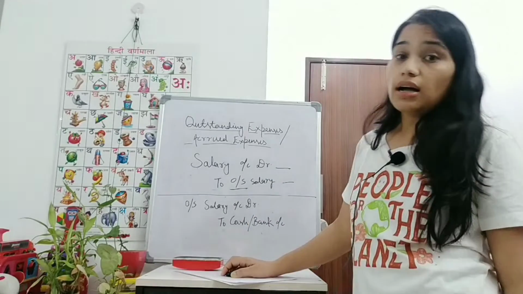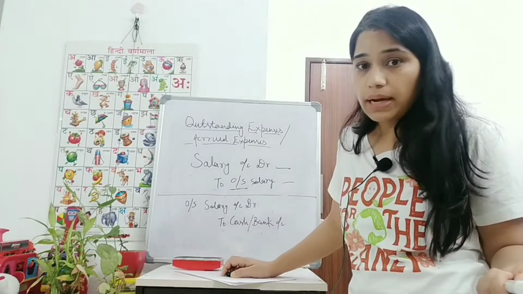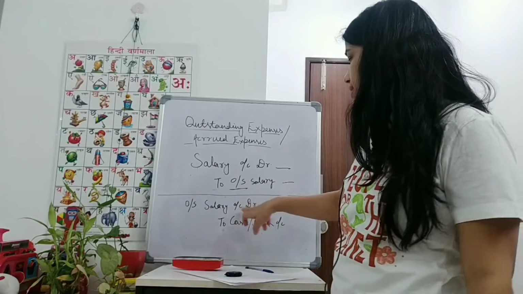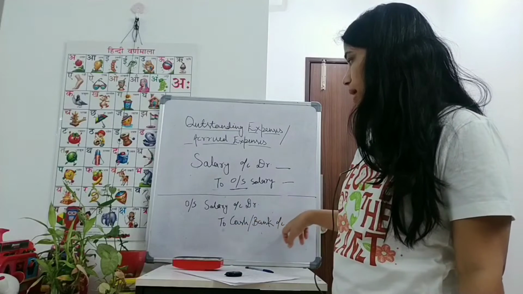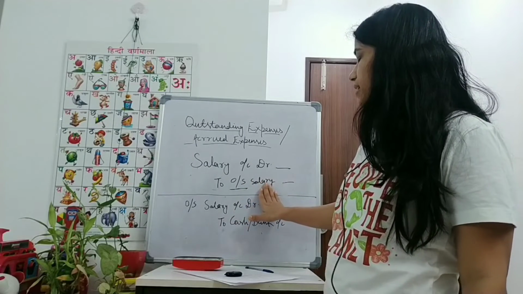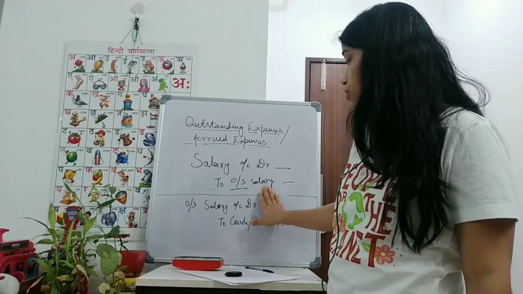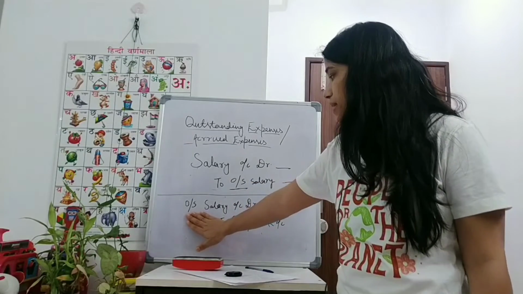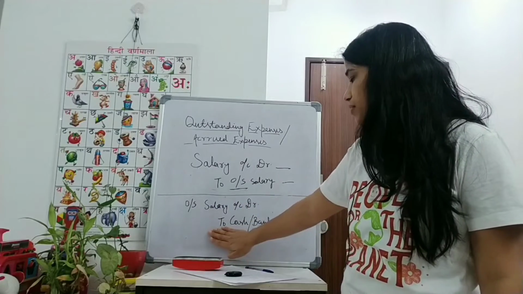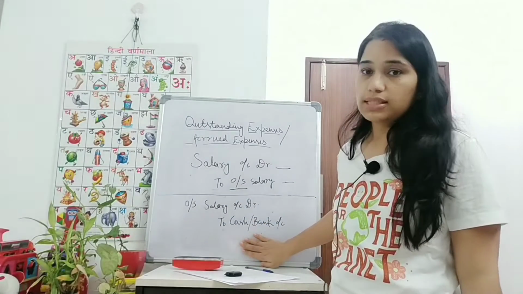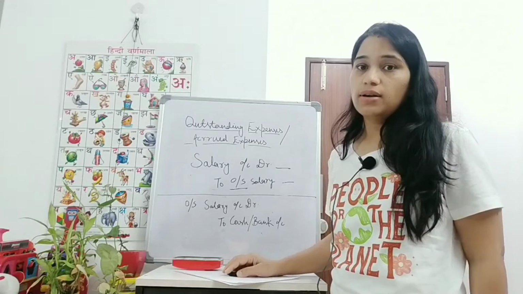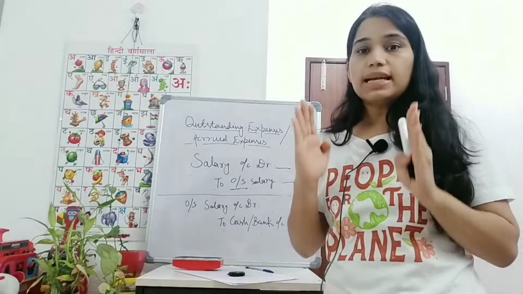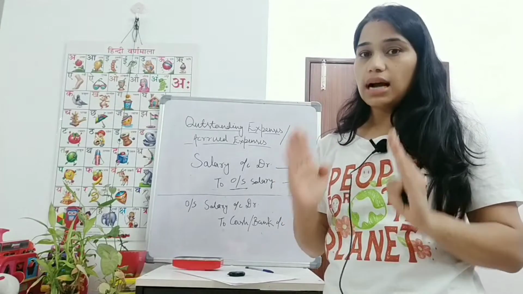Whenever the salary is actually paid by the company, the company will pass a journal entry: outstanding salary account debit to cash or bank account. Because it was credited here, the personal account was credited, credit the giver, the company will now debit this outstanding salary account, and it will credit the cash or bank account, however the salary is paid to that particular employee. So only the outstanding expenses accounts are personal accounts.